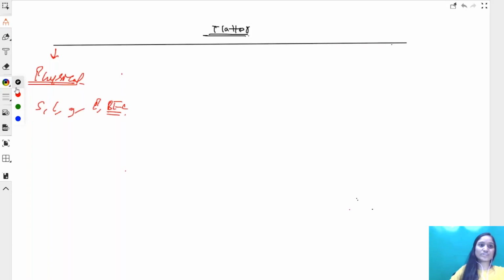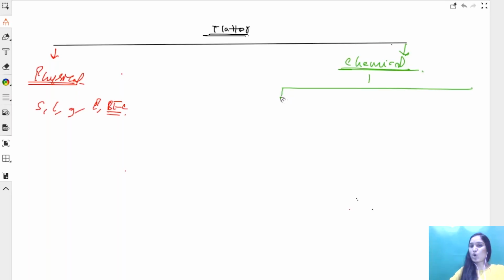But other than this physical classification of matter, we have another classification based on its chemical properties. When I say chemical properties, what do I mean? I mean the chemical composition or chemical reactivity. And chemically, matter can be classified into two types. Some of you already said this, appreciating you. One is pure form of matter and the second one is impure form of matter. But what is this pure form and impure form?